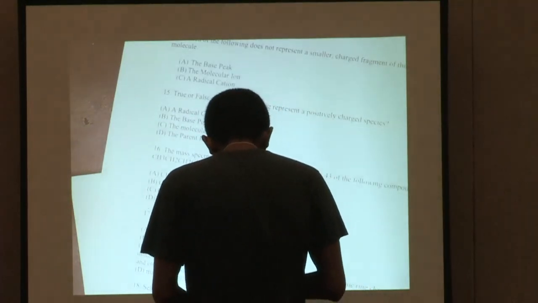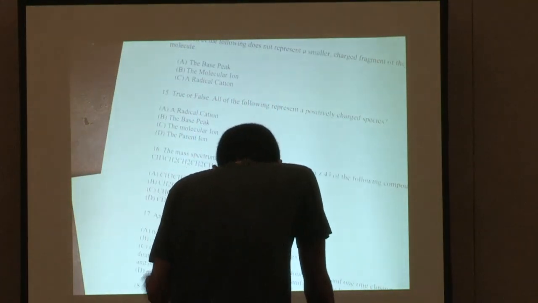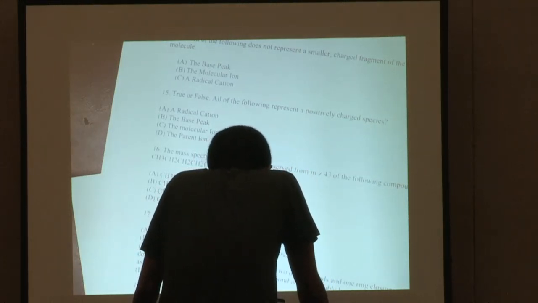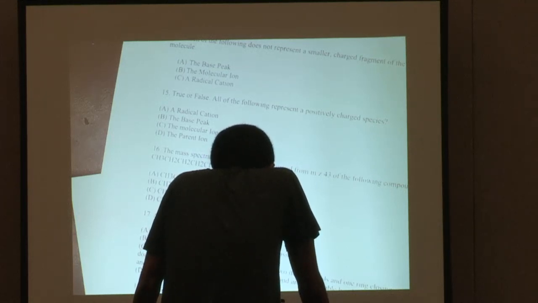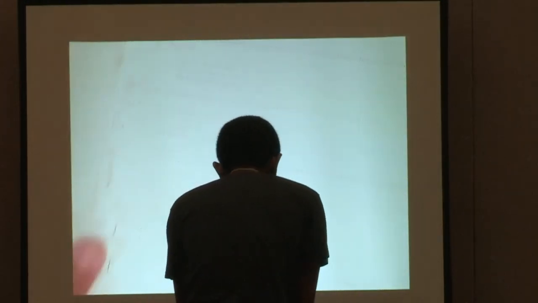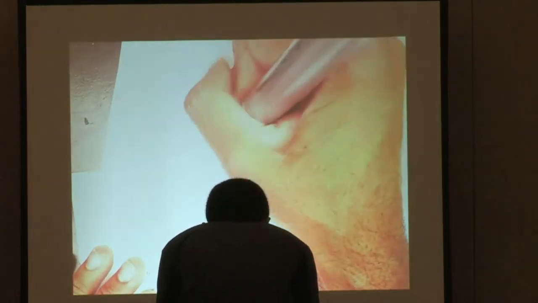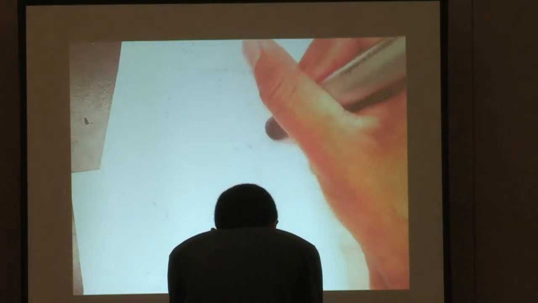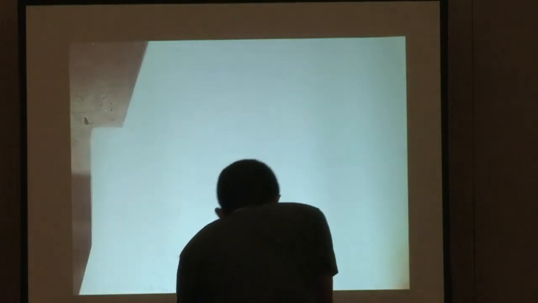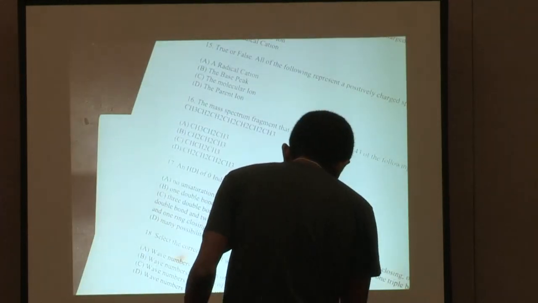All right, so it says, which of the following does not represent a smaller charged fragment of the original molecule? So a radical cation, that's just a radical, so you know that's something that's been broken off. And then base peak, when we look at the graph over here, this biggest peak is the base peak. It's nowhere near the MZ. Because it's clearly smaller, like 43 is smaller than 80, you should be able to know that's just a fragment of it. So the answer would be molecular ion for that.